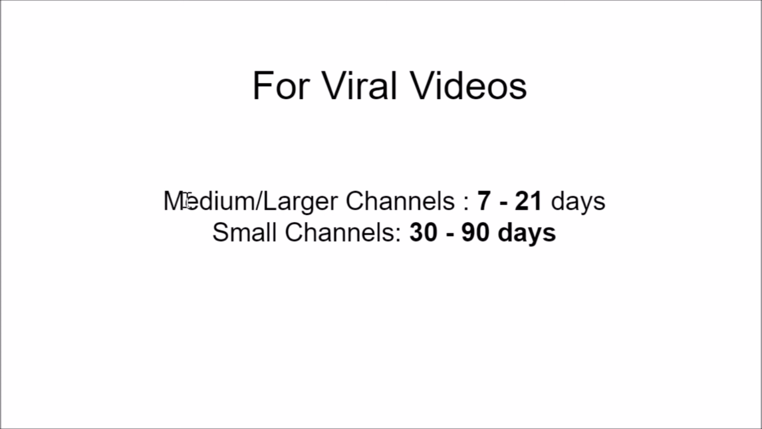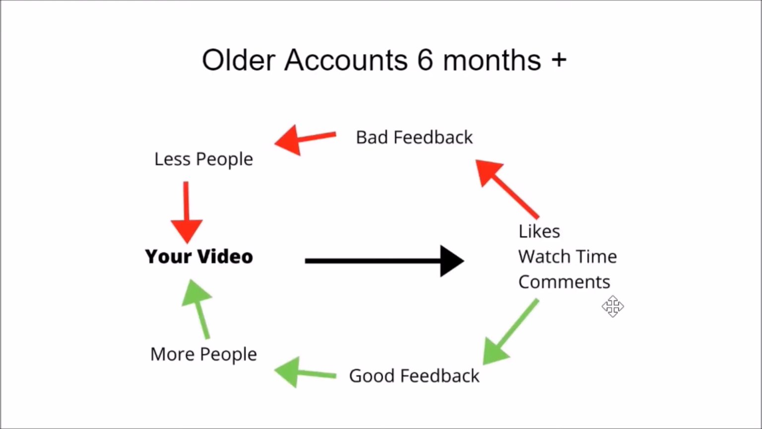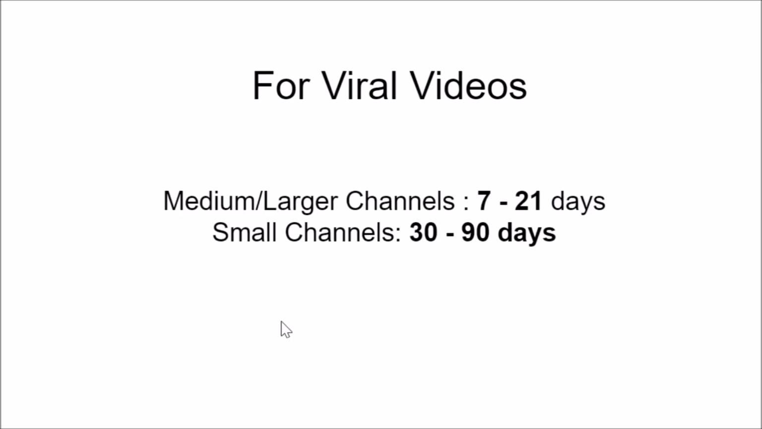So for your medium to larger size channels, you're looking at about 7 to 21 days, and for your smaller channels, for this cycle to really start taking off to where you're able to get a viral video, it'll take around 30 to 90 days, according to my experience, experiments, and also by studying other students right there. So that's one thing I really wanted to point out.